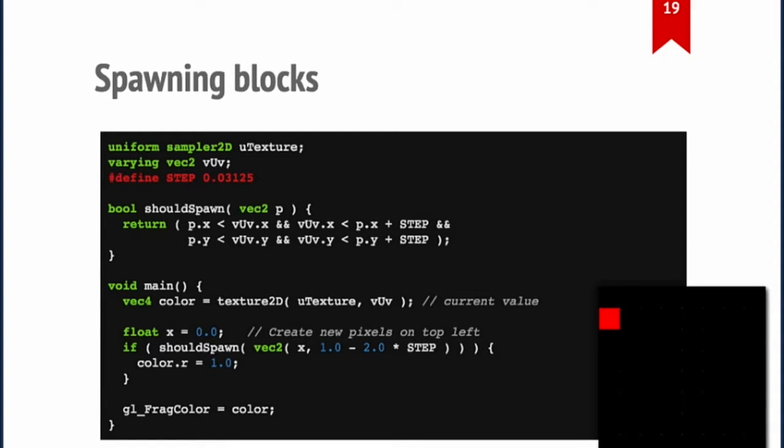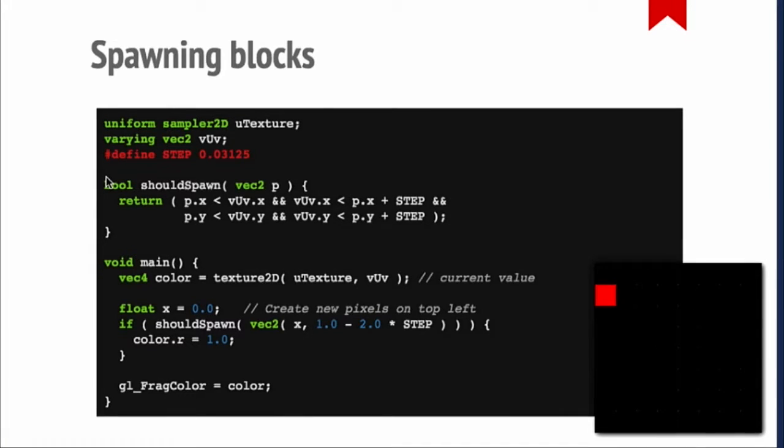So to actually spawn something onto our stage is basically the same trick as drawing our ground, except we just use some slightly different logic. I have this encapsulated in this should spawn function here, which does a bunch of comparisons between some position and some UV position within our texture. All this function is doing is just picking out one pixel for us that we're going to draw.